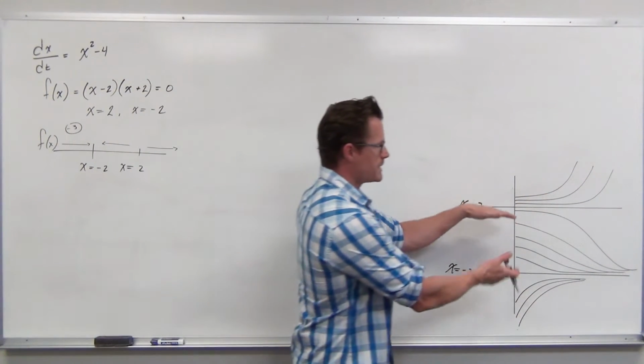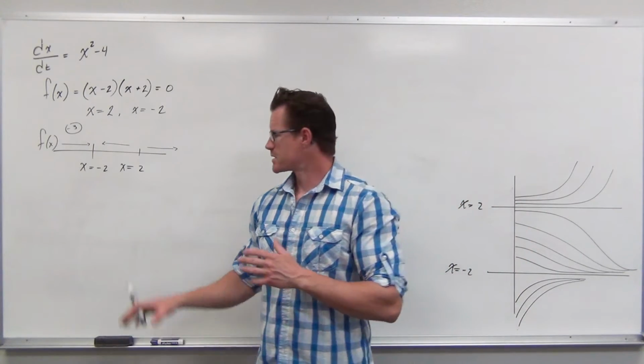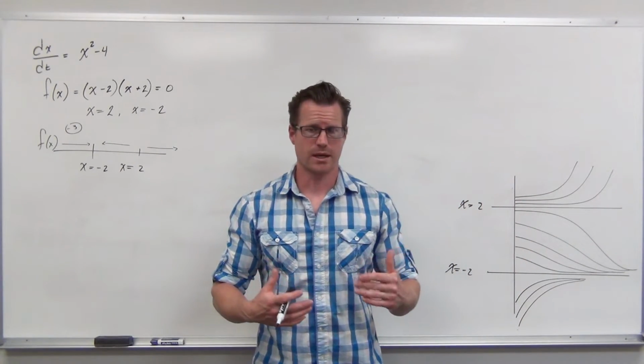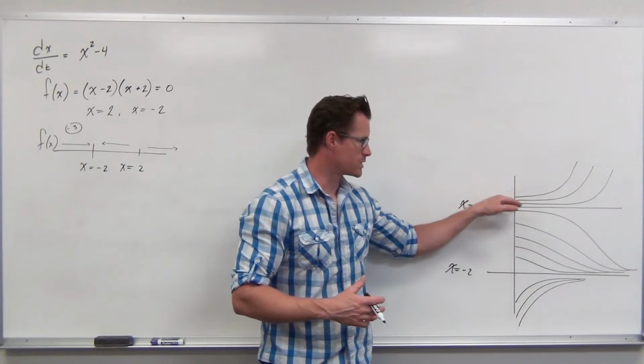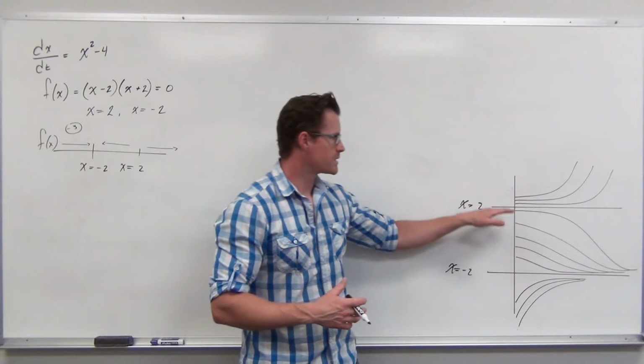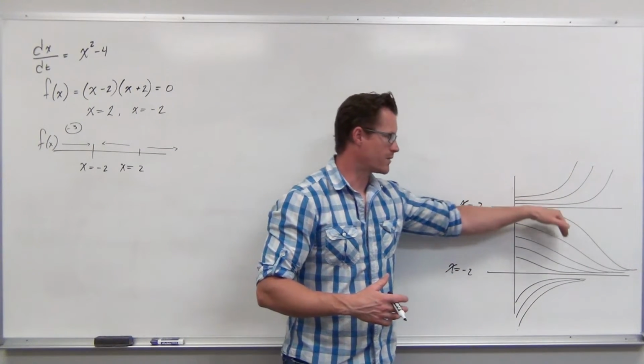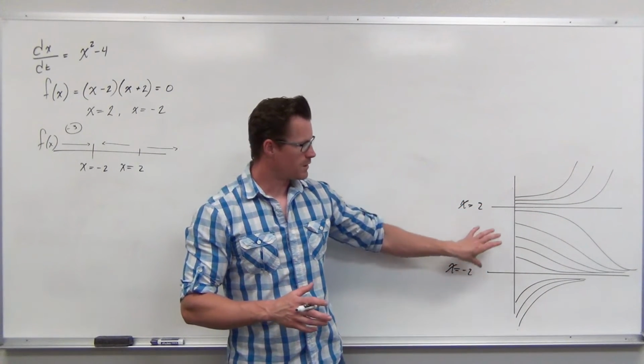We have this funnel idea and a spout idea again. This is what our function should look like. Depending on where we start, we're going to get one of these curves: something increasing to negative 2 or decreasing to negative 2, something increasing away from 2, away from 2. So we have this funnel and spout idea.